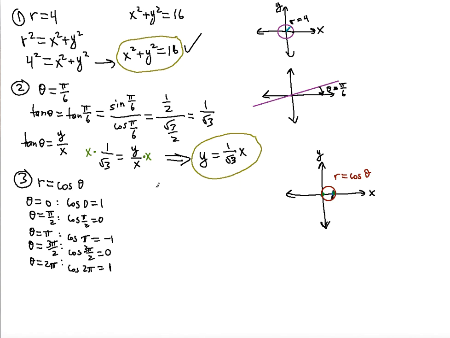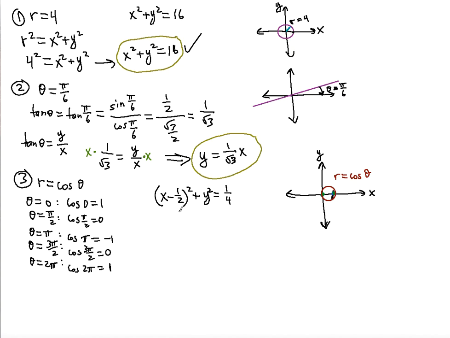So you might suspect the equation is probably (x − 1/2)² + y² = r². What is the radius? 1/2, right? So it should be this. But we need to get there. We need to derive this equation. So we're going to use the polar equation r = cos θ.